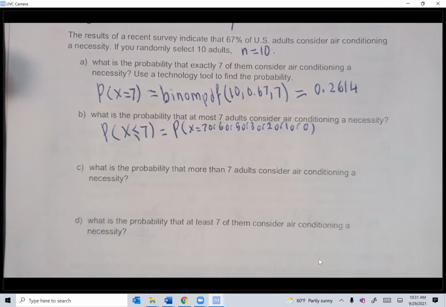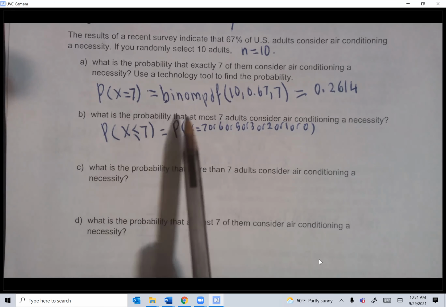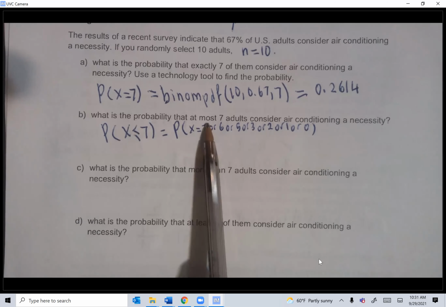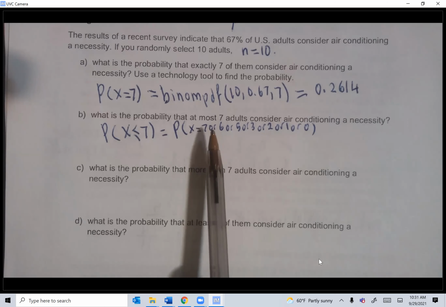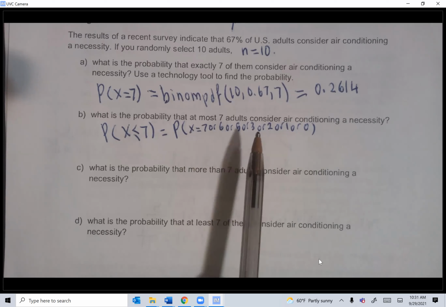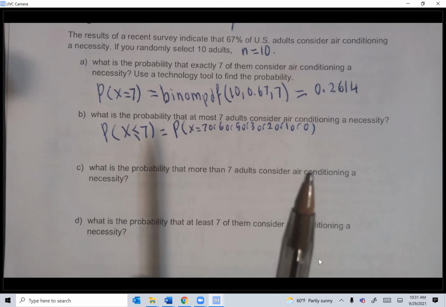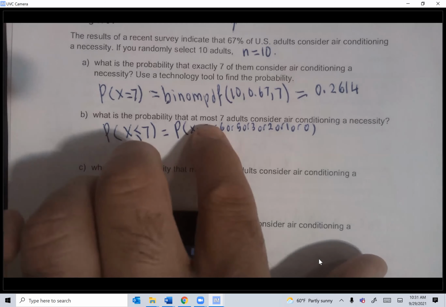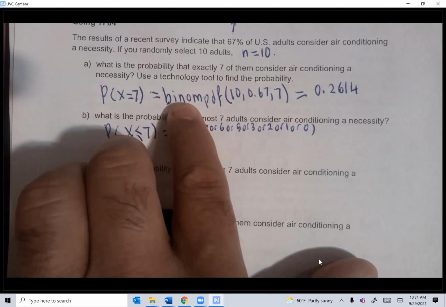But for at most, guys, there is a built-in formula on the calculator that takes care of at most. So anytime you have an at most question, instead of you finding probability of x equals 7 and then 6 and then 5 and then 4 and then adding them up, the calculator will do all the work for you. And let me show you this one. So only for at most. Binomial PDF is reserved for exactly.